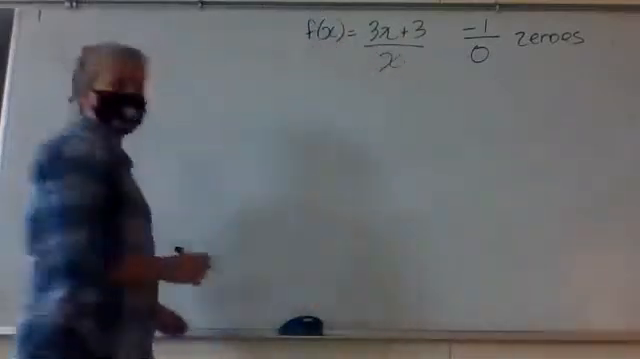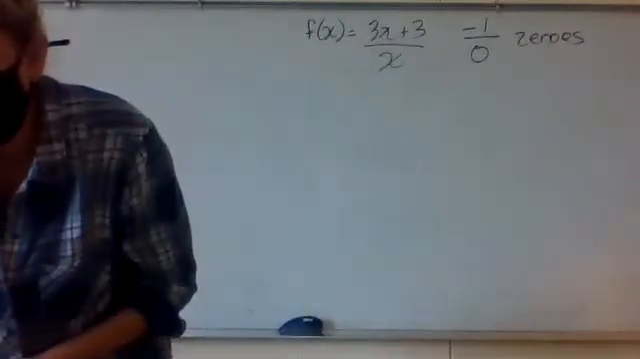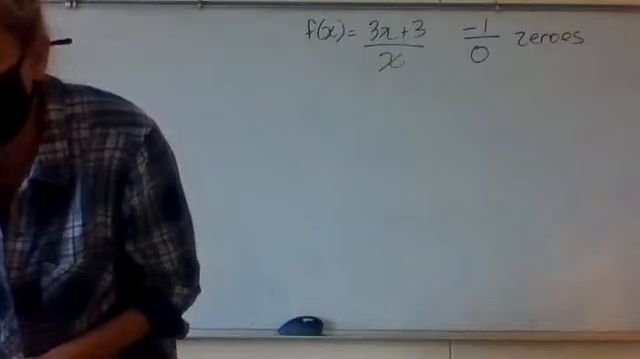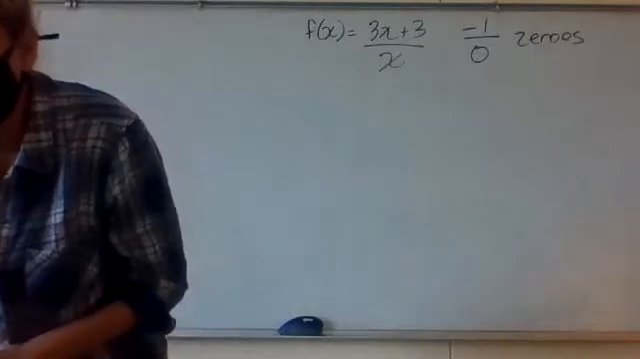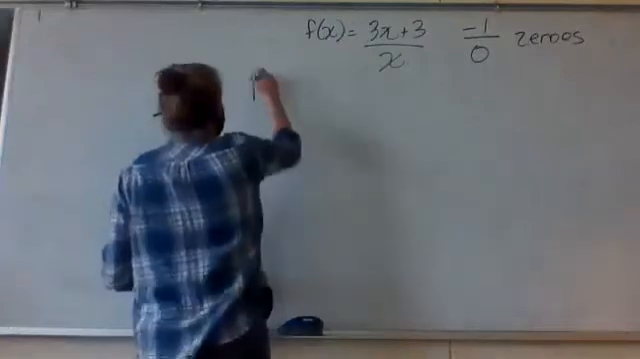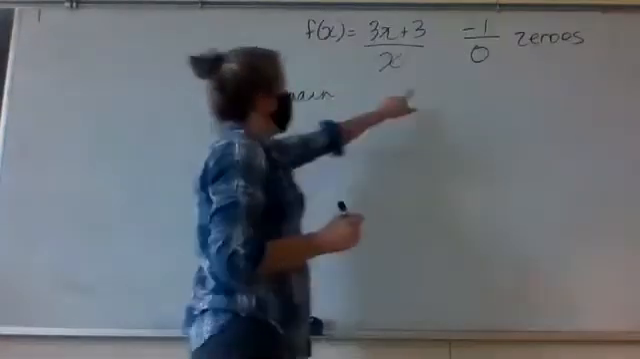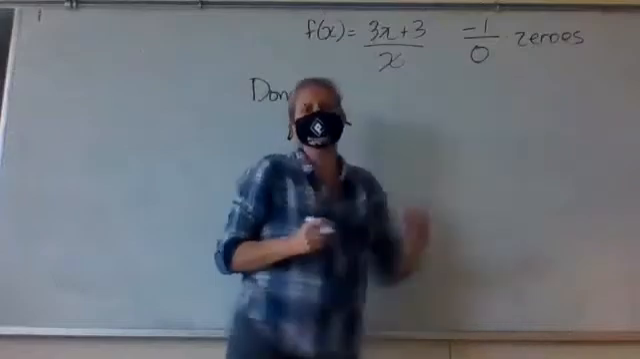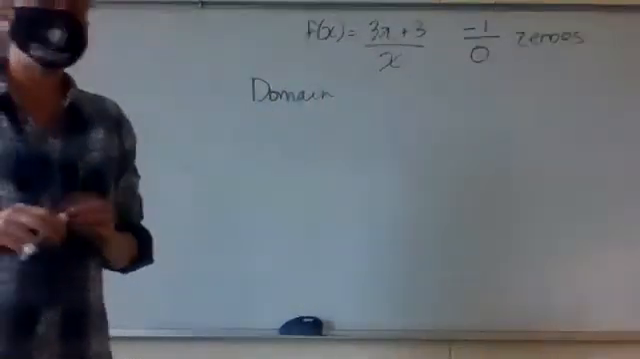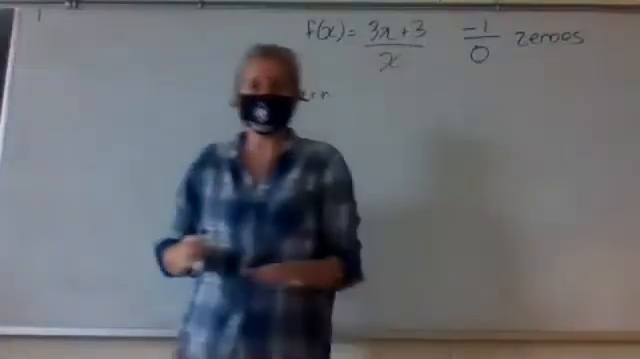So we're going to find all the things. We're going to find the domain, the X-intercept, the Y-intercept, and we're going to go ahead and find the vertical and horizontal asymptotes also. So where does the domain come from? The domain comes from finding the zeros of your denominator and then excluding that from your domain, which means 0 needs to be excluded from my domain.